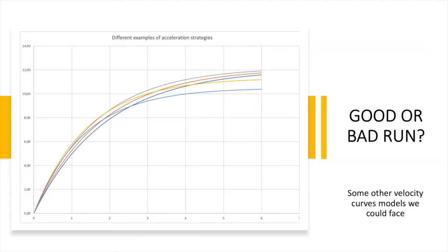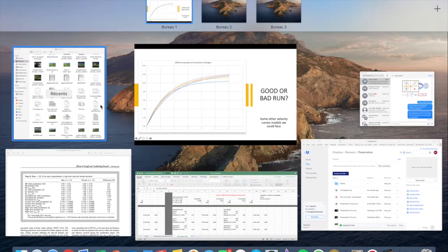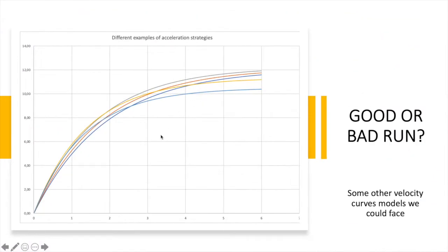But acceleration can lead to different maximum velocities. As we can see, for example, these are several examples of runs that lead to a certain velocity, and the run that is the fastest. There are several strategies to get to a certain velocity.